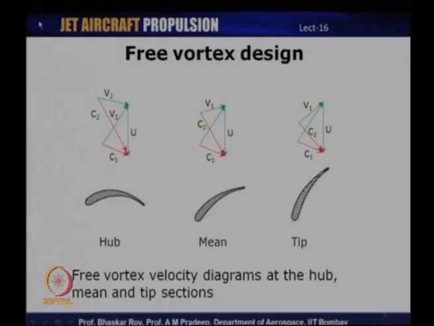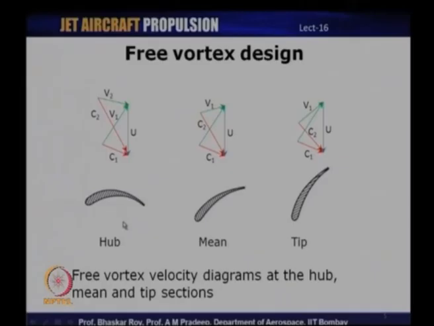What is shown here are three cross sections at the hub, the mean and the tip, and their corresponding velocity triangles. If you were to use a free vortex method for designing such a blade, this is how the velocity triangles are likely to look. This is just one example.